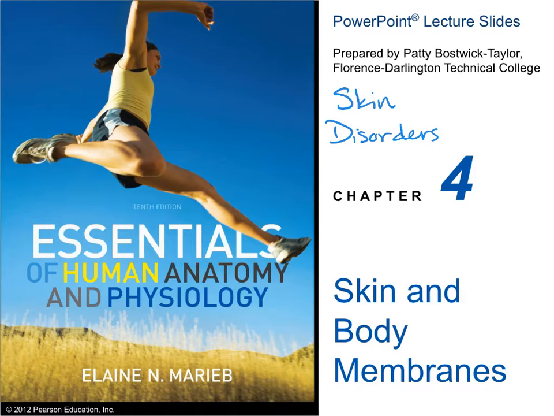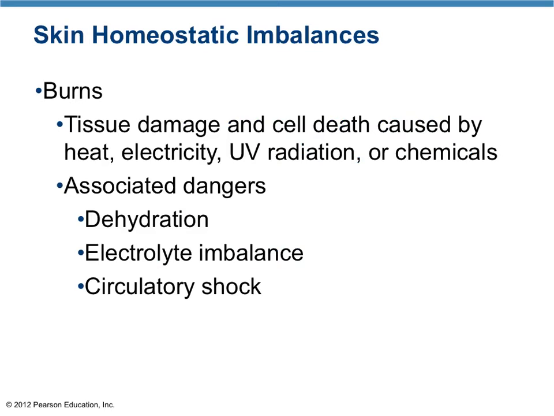This lecture is going to be about skin disorders. One of the things that can impact human skin are burns. They are caused by heat, electricity, UV radiation, or chemicals, and it is tissue damage to the dermis and epidermis. Associated dangers of burns include dehydration, electrolyte imbalance, and circulatory shock.